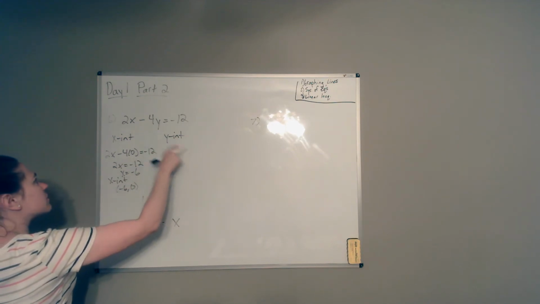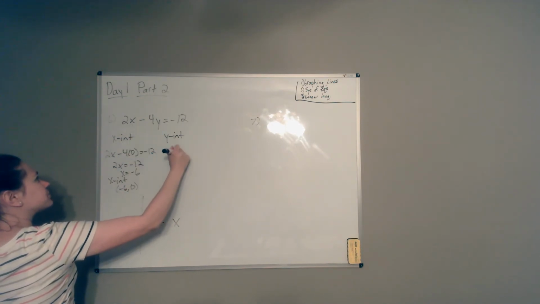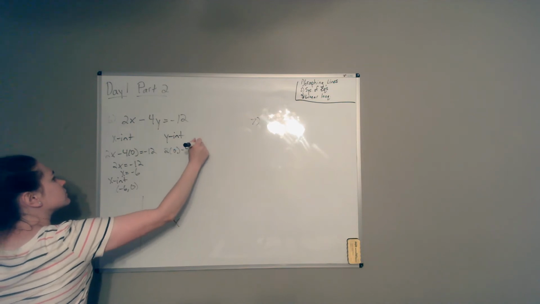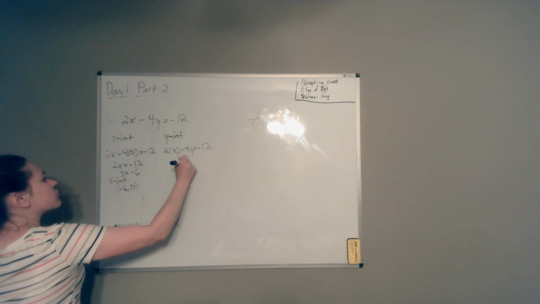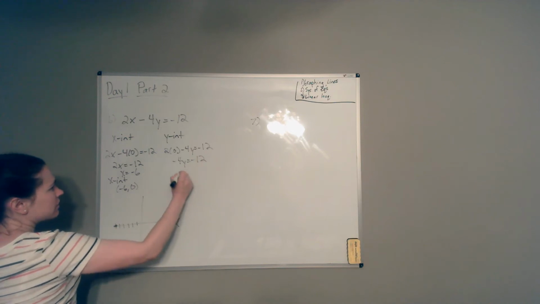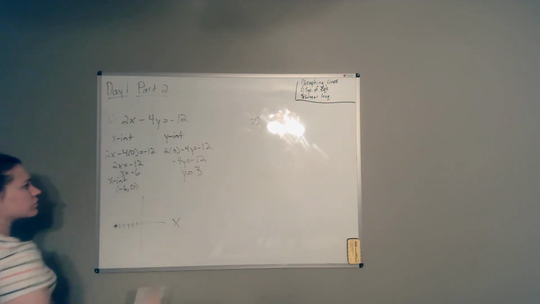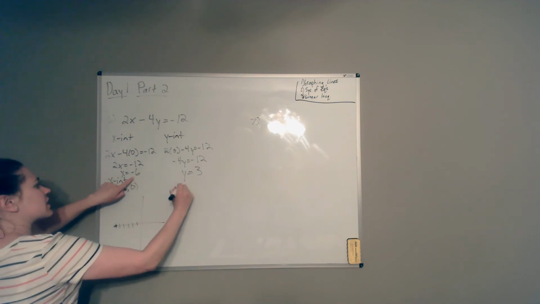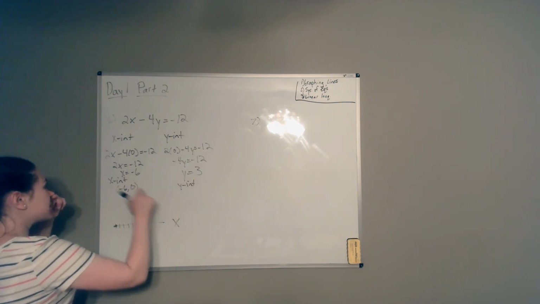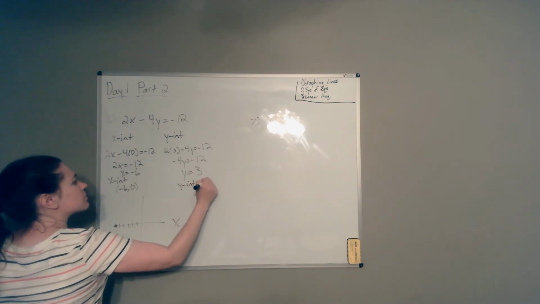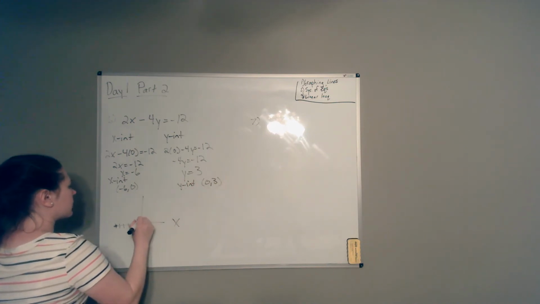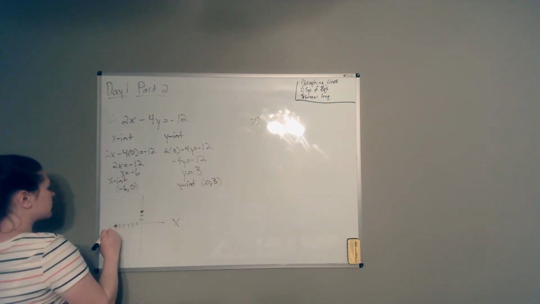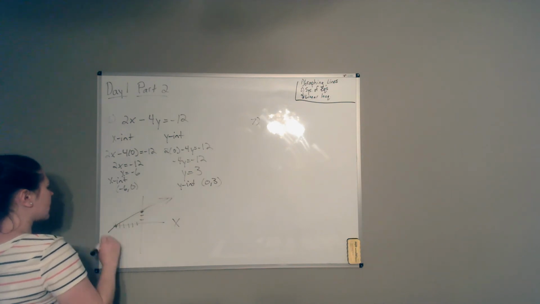To get your y-intercept, you let x be 0. It's going to give us negative 4y equals negative 12. Divide by negative 4, we get y equals 3. So it's not the point (-6, 3). It's that the x-intercept is negative 6 and the y-intercept is 3. And so those are 2 points that fall on this line.